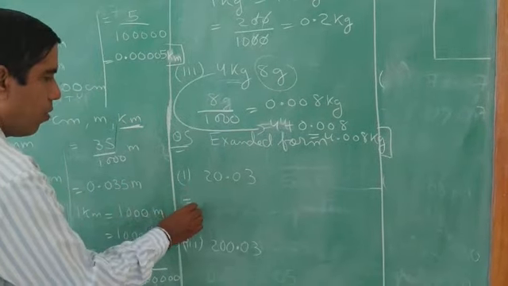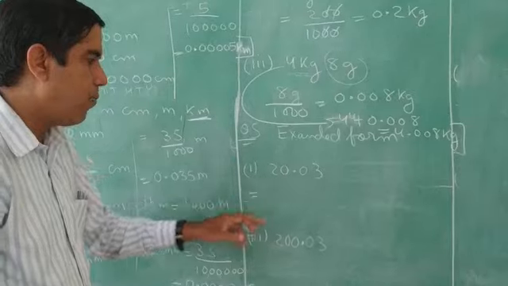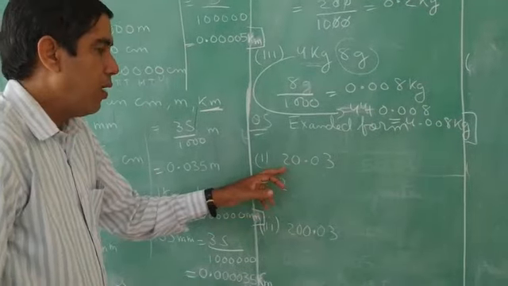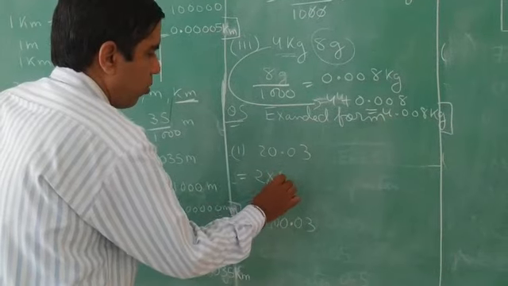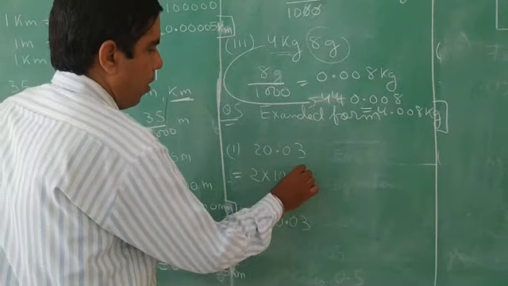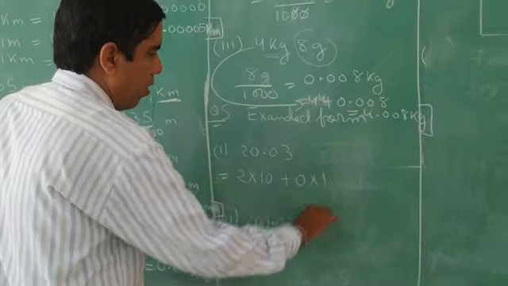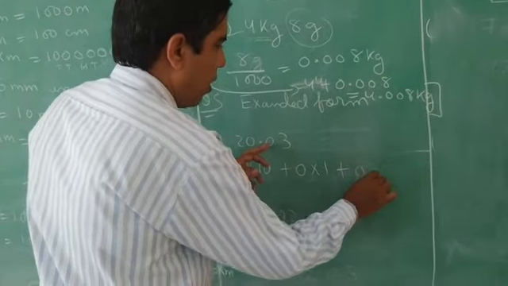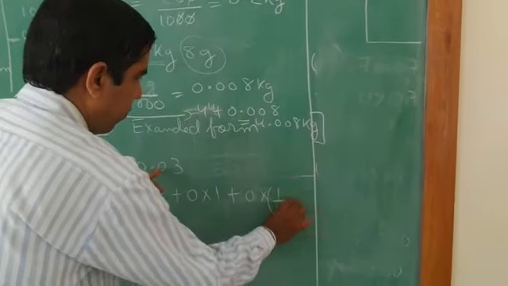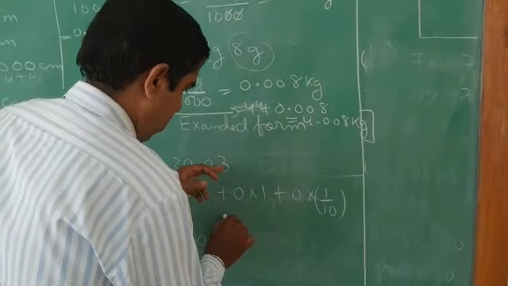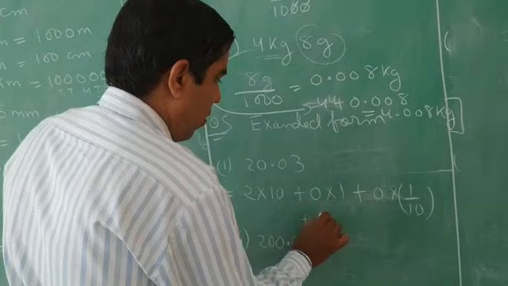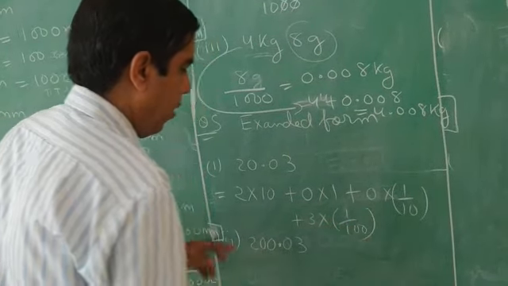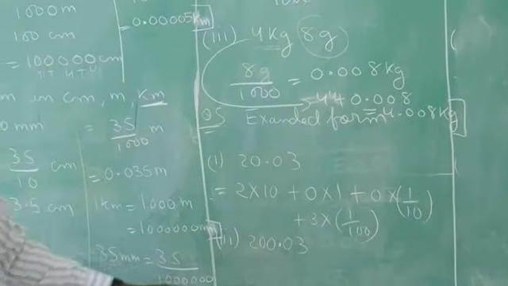Now expanded form of this. The next question, find the expanded form of 20.03. So you can see it is at which place? It is at tens place. So you can use this also, like 2 multiplied by 10 plus 0 multiplied by 1 plus 0 multiplied by 1 by 10 and plus 3 multiplied by 1 by 100. It is the expanded form of this.